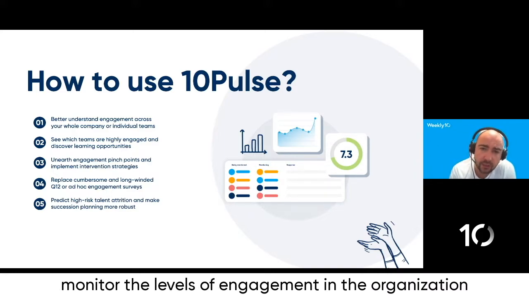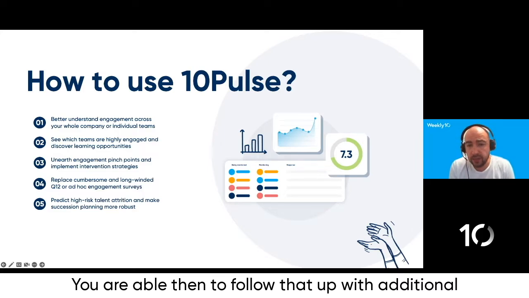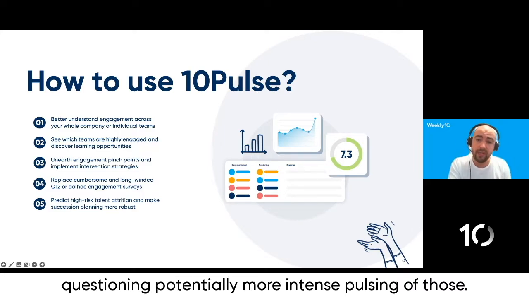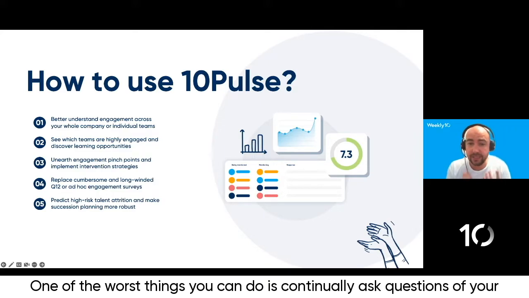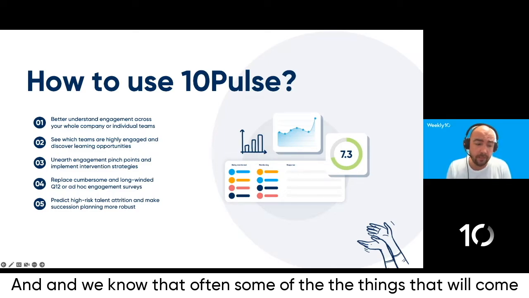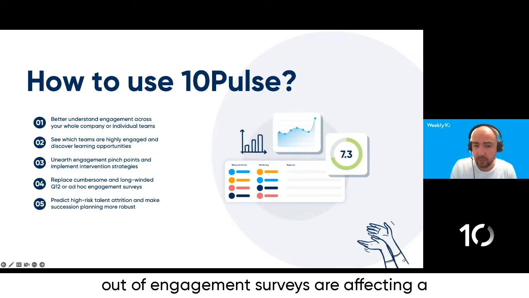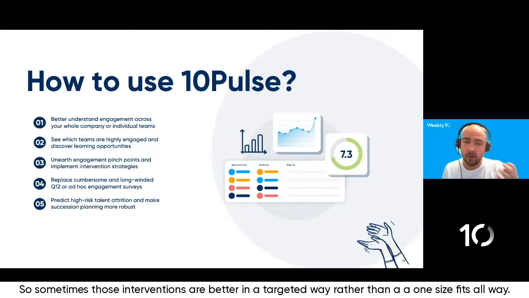So one of the typical use cases that we see with 10Pulse is that you monitor the levels of engagement in the organization, and where there are below average levels of engagement in certain areas, you are able then to follow that up with additional questioning, potentially more intense pulsing of those parts of the organization to understand the key issues there. One of the worst things you can do is continually ask questions of your people with very little feedback back to them. And we know that often some of the things that will come out of engagement surveys are affecting a subset of the organization rather than absolutely everybody. So sometimes those interventions are better in a targeted way rather than a one-size-fits-all way.